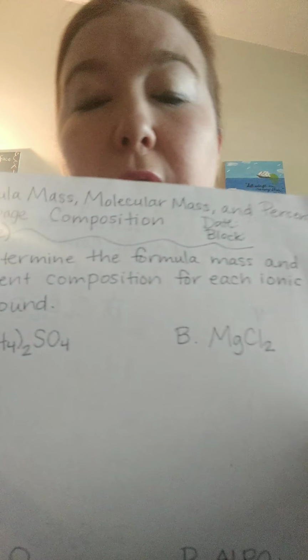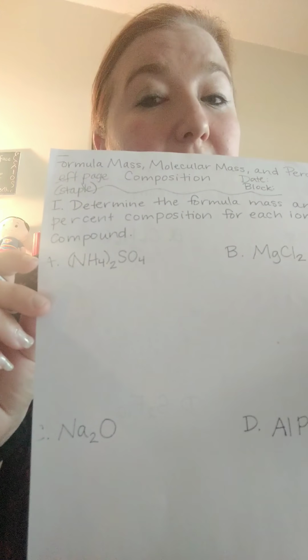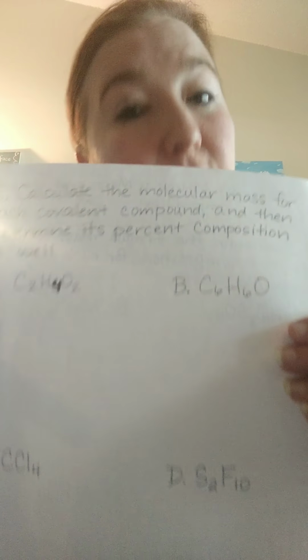That is this document here. Okay, this was in your worksheets packet. So I'm going to help you with the first one. Formula mass is for ionic compounds. And on the back is for molecular mass, which is for covalent compounds.